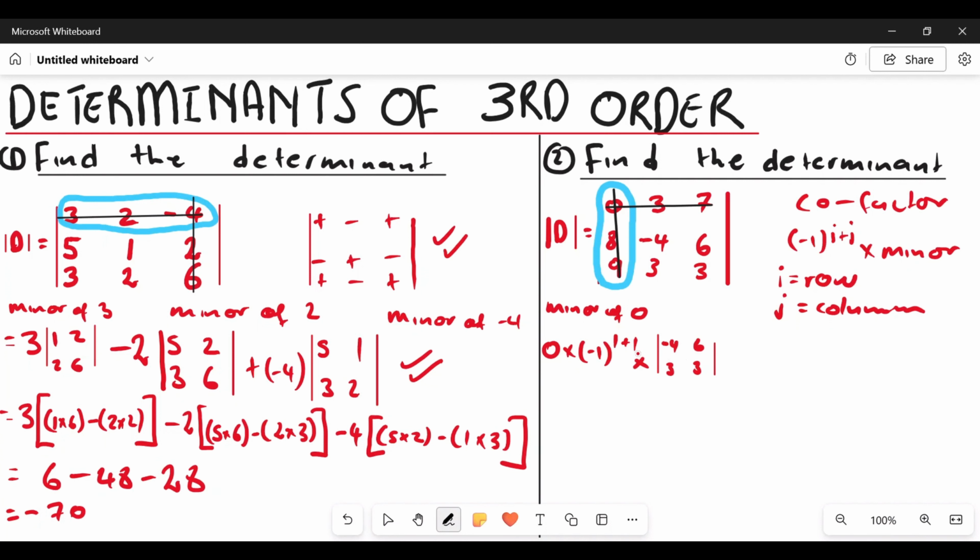There we go. So we are done with this one for now. It's time for us to do the second one. Now we can say minor of 8. Remember, we are moving with the column that we highlighted here.